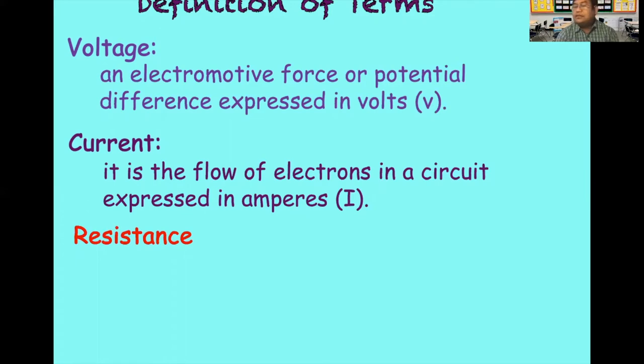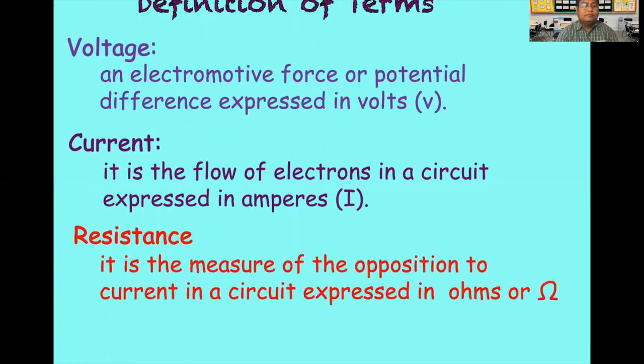What is the resistance? Anybody from the group? Yes, Edward? Mm-hmm. Who has the other answer? Carlito. Okay, let's see which one of you has a correct answer. It's Carlito. Resistance, it is the measure of the opposition to current in a circuit expressed in ohms, or a symbol of omega.